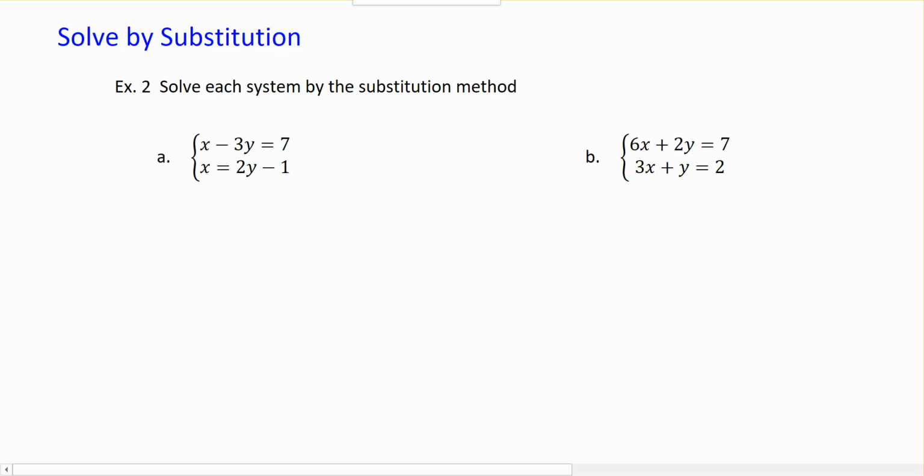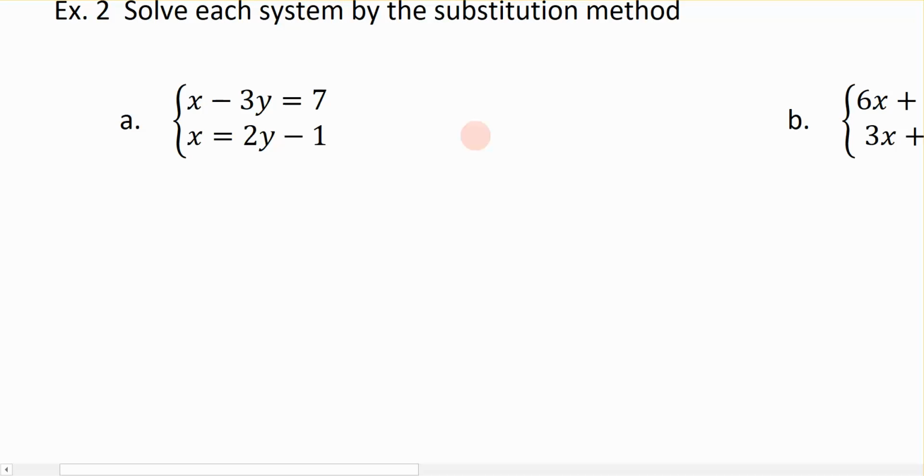There are many different ways for us to determine the solution to a system of equations. One might be to graph it, but we can do it algebraically, and this first method we're going to talk about is to solve a system of equations by substitution. So these are the two examples we're going to look at.